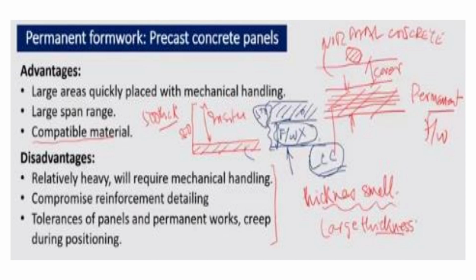Secondly, it has a large span range, okay. And thirdly, it is very compatible. The material is very compatible, so it can be used anywhere and everywhere. And with it also comes certain disadvantages, such as it is relatively heavy and it will require mechanical handling, okay. It compromises reinforcement detailing, okay. And the tolerances of panels and permanent works creep, okay, during positioning, okay. So these are some of the issues, okay, pertaining to its use, which need to be addressed, okay.